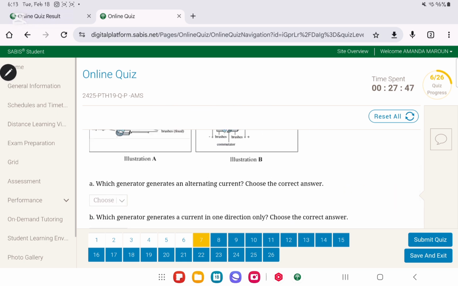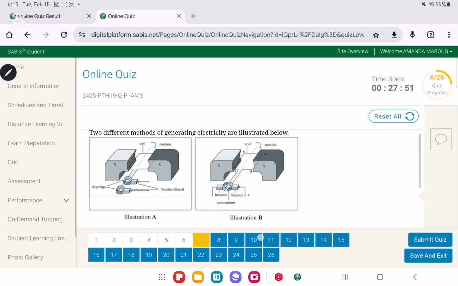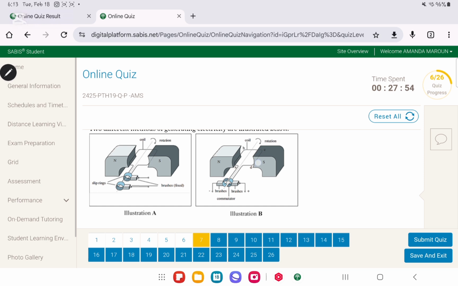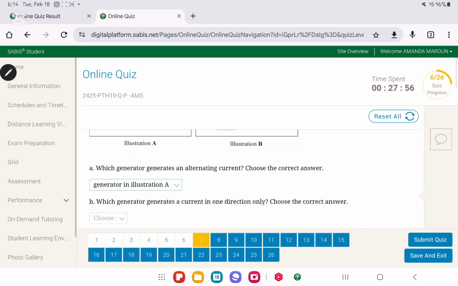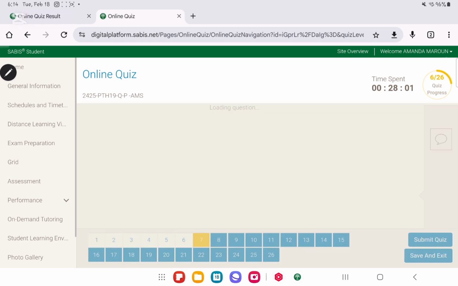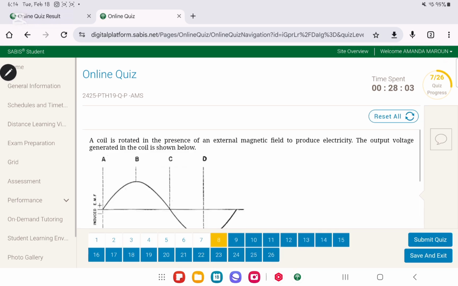Now, which generator uses an alternating current? It's definitely illustration A because it has a slip ring commutator. And which one is in one direction, or a direct current? It's definitely the generator in illustration B. We move on to question number 8.